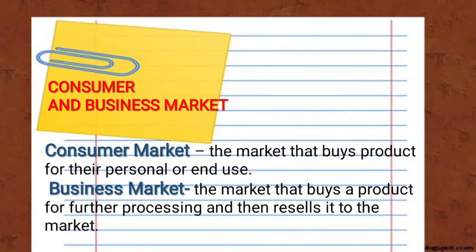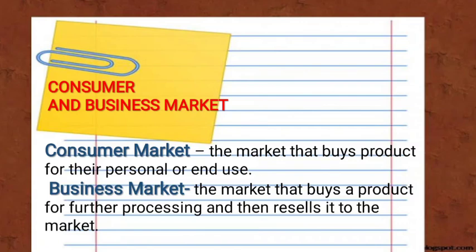So in the consumer and business market, we have two concepts here, the consumer market or yung tinatawag natin na household market. So when we say consumer market, this refers to the market that buys product for their personal or end use. So meaning to say, these are people who buy the product for their personal or end use. So, sila yung mga bumibili, sila yung grupo ng mga tao na bumibili ng produkto or kumukonsuma ng services for their personal or end use.